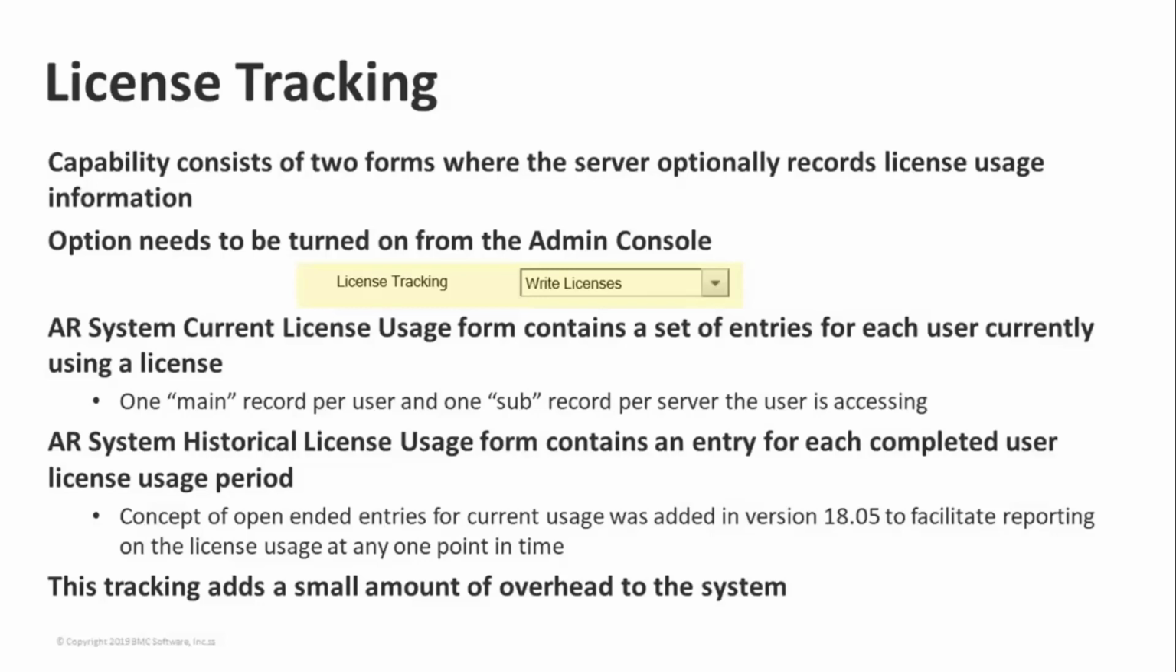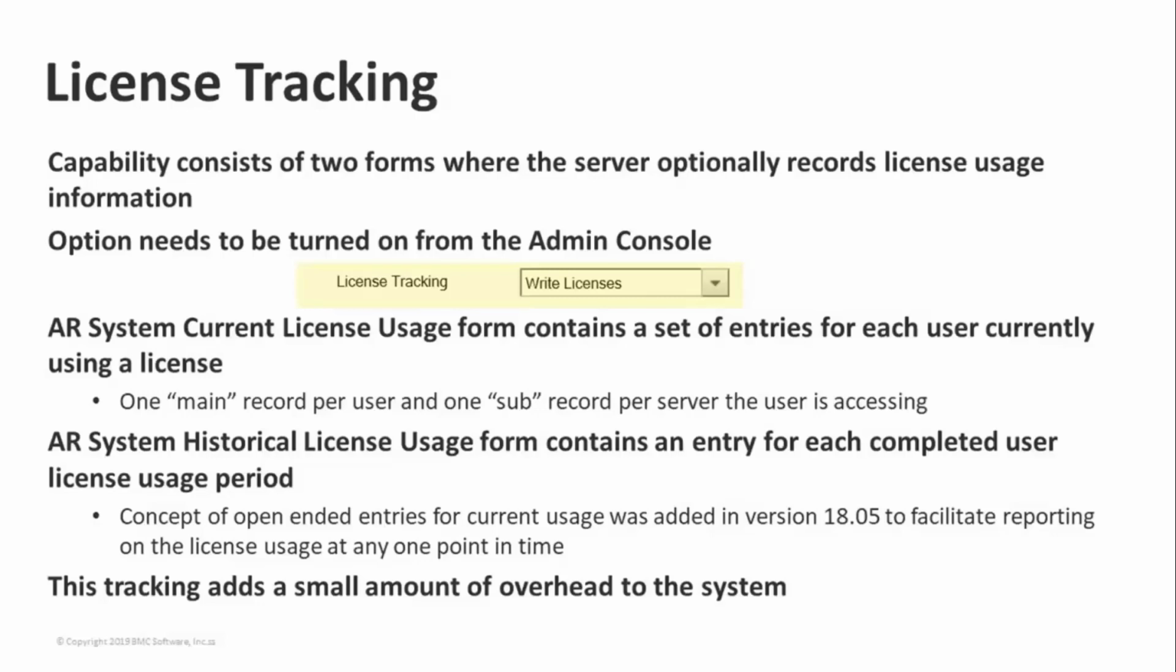Prior to version 1805, it just had the pure historical data, where a user had to release their license before an entry got put into the historical form. But starting in version 1805, when a user starts to use a license, an open-ended entry gets put into the historical form without the release time, and that is updated later when they actually do release it. The reason that was done is to facilitate reporting for what the license usage was at any one point in time.